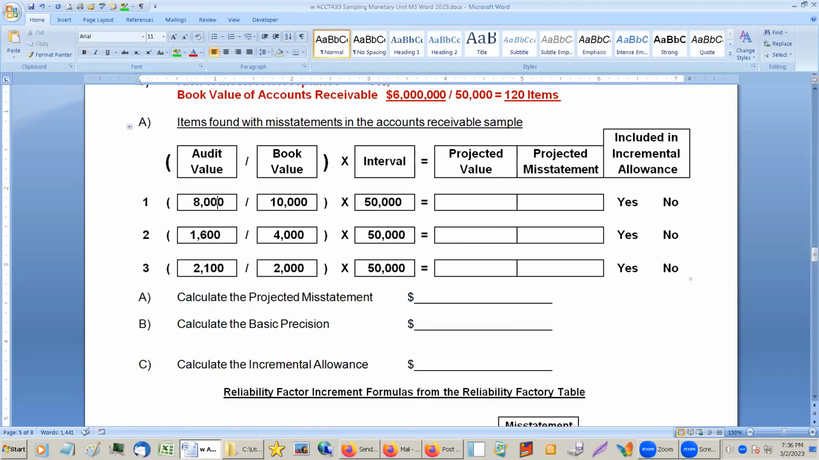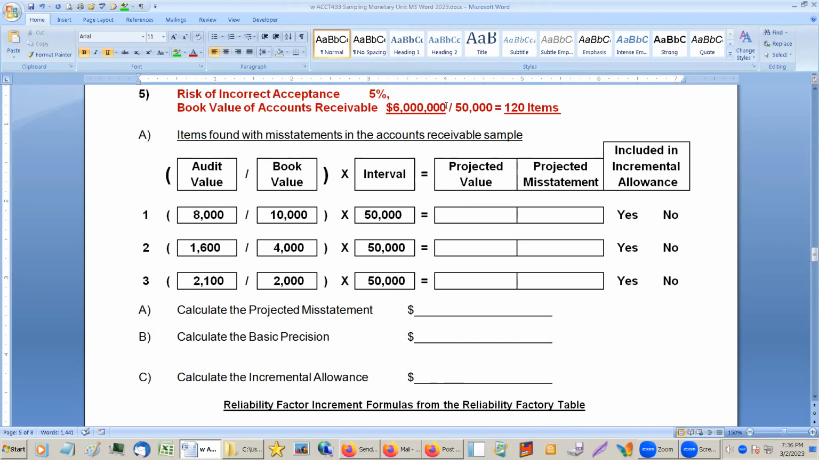Okay, so audit value is less than the book. That's fine. It's less than the interval. Okay, so we're going to do this first one, it's plain old... Oops. I got 0.12. That's still 120 items. 6 million divided by 50,000. $6 million. Okay, thank you.